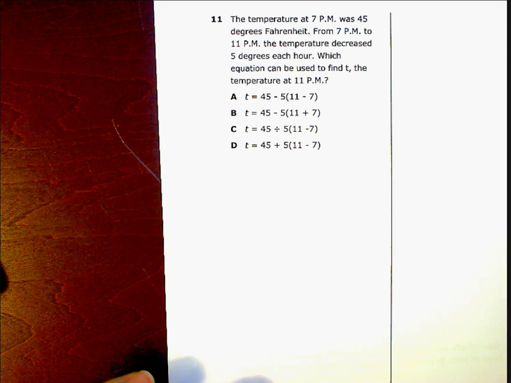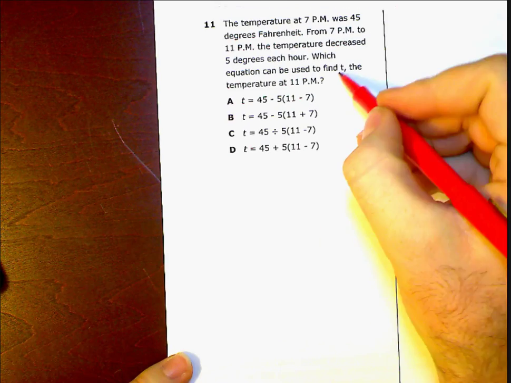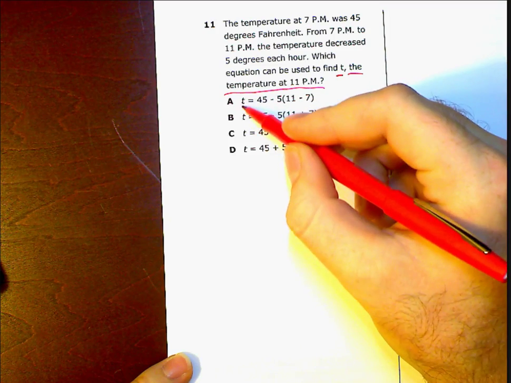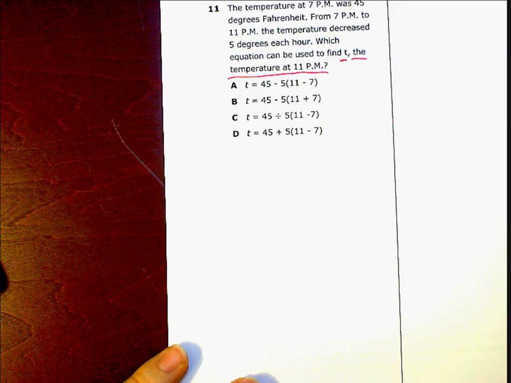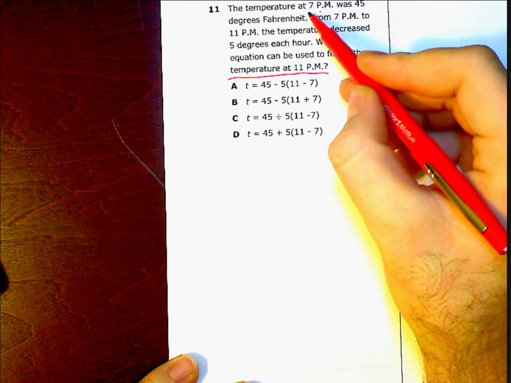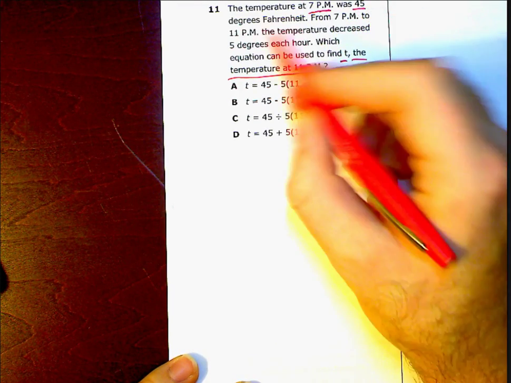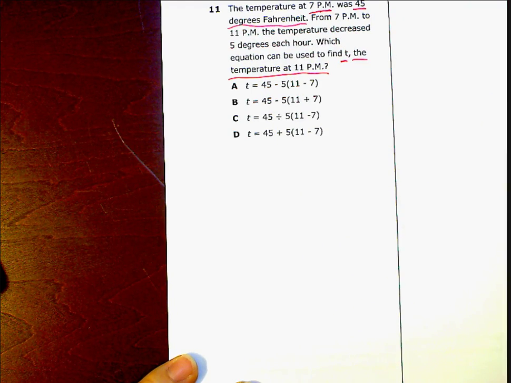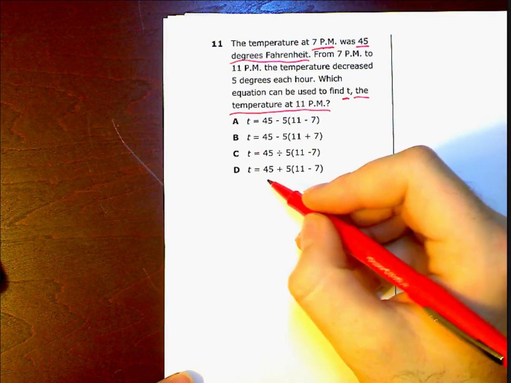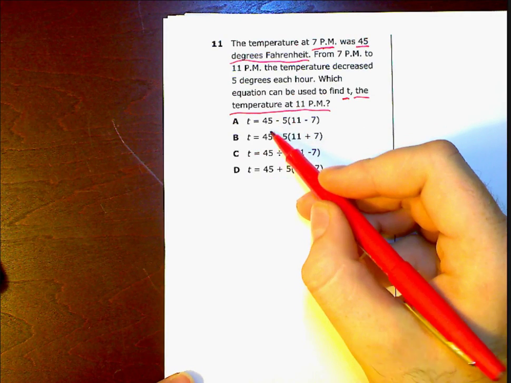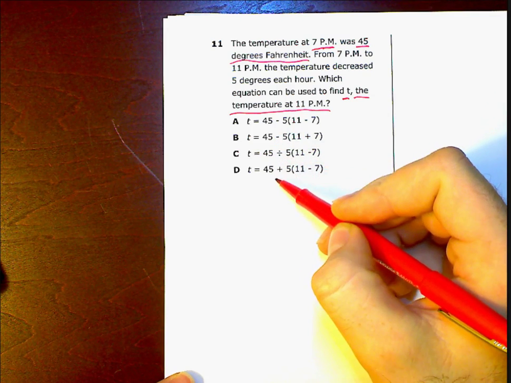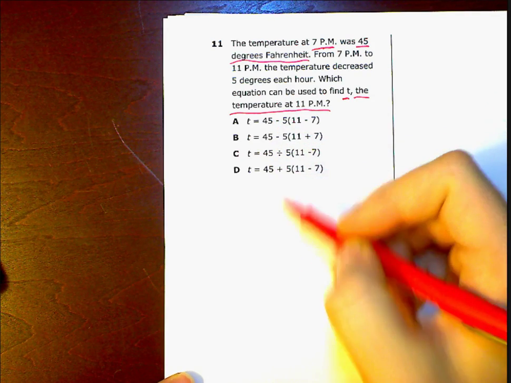Okay. So we know T is the temperature at 11 p.m. That's what all of these T's right here mean. And we know that at 7 p.m., our degrees was 45 Fahrenheit. Okay? So that was our initial. They show you that on all of these. They have a 45 right here, where B would be in our equation, our initial value.